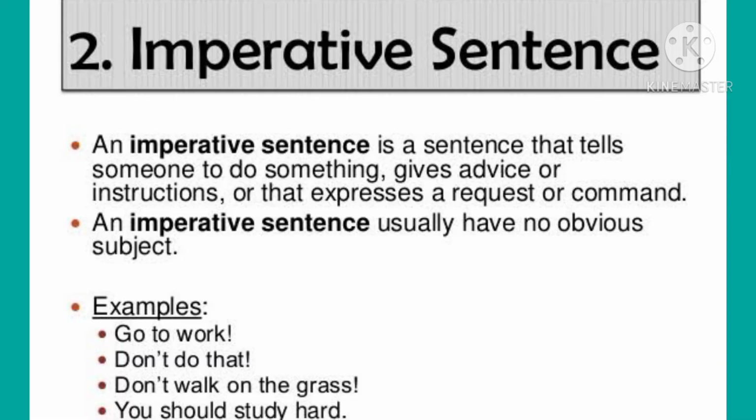Okay? Now finally we will read about imperative sentences. An imperative sentence is a sentence that tells someone to do something, gives advice or instructions, or expresses a request or command. An imperative sentence usually has no obvious subject. For example, go to work, where to go or who should go is not mentioned. Don't do that, but what not to do is also not mentioned. Don't walk on the grass, but where there is grass, no one knows.